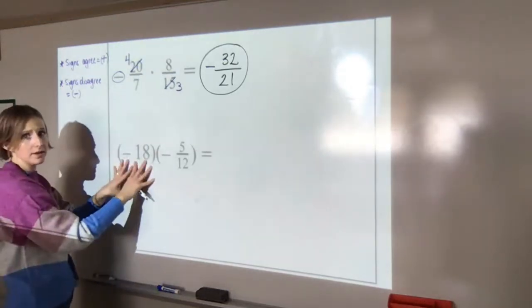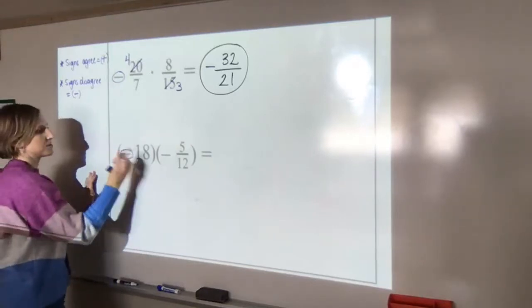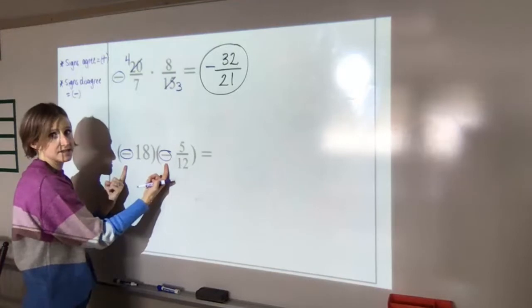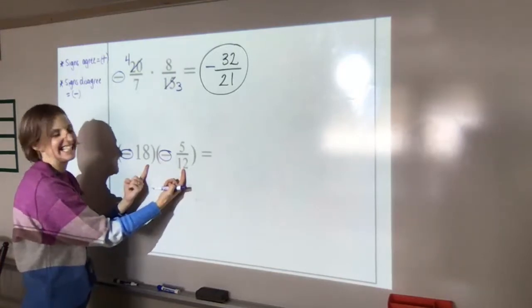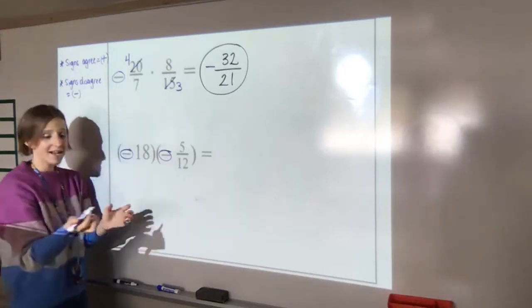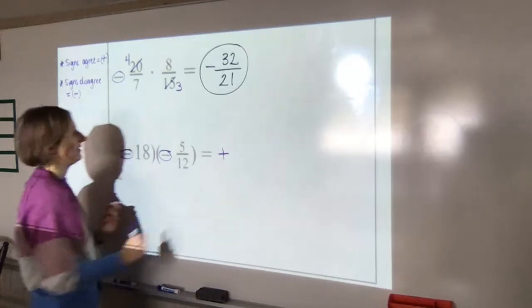I have a whole number, so be thinking about that as well. I'm going to go to my negatives right away, and I'm going to circle them. I have two negatives. So do the signs of the problem agree? They do. So what does that mean my product is going to be? Positive. Maybe you want to put a positive over there to help remind you of that.